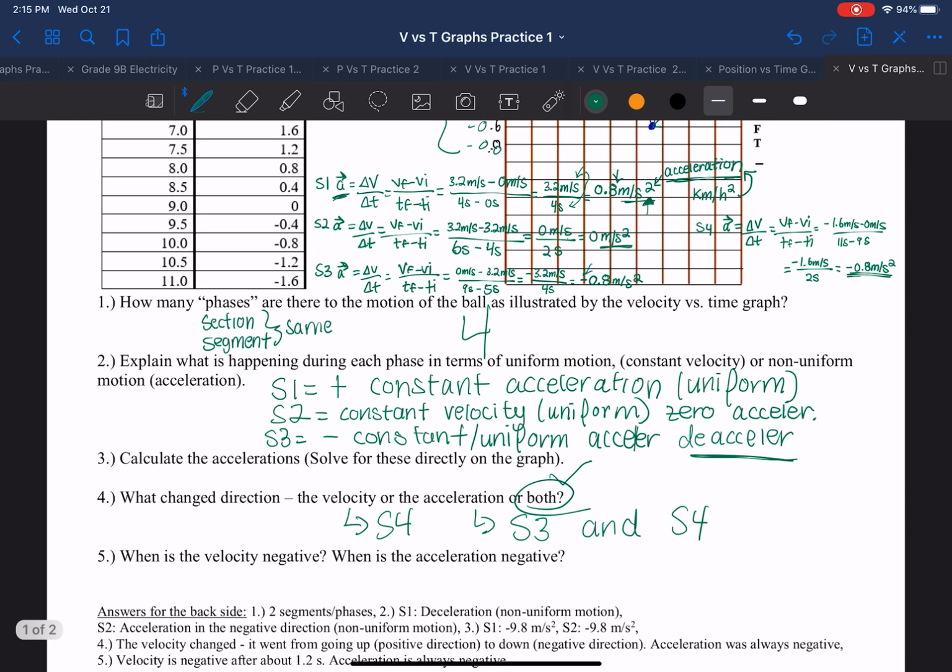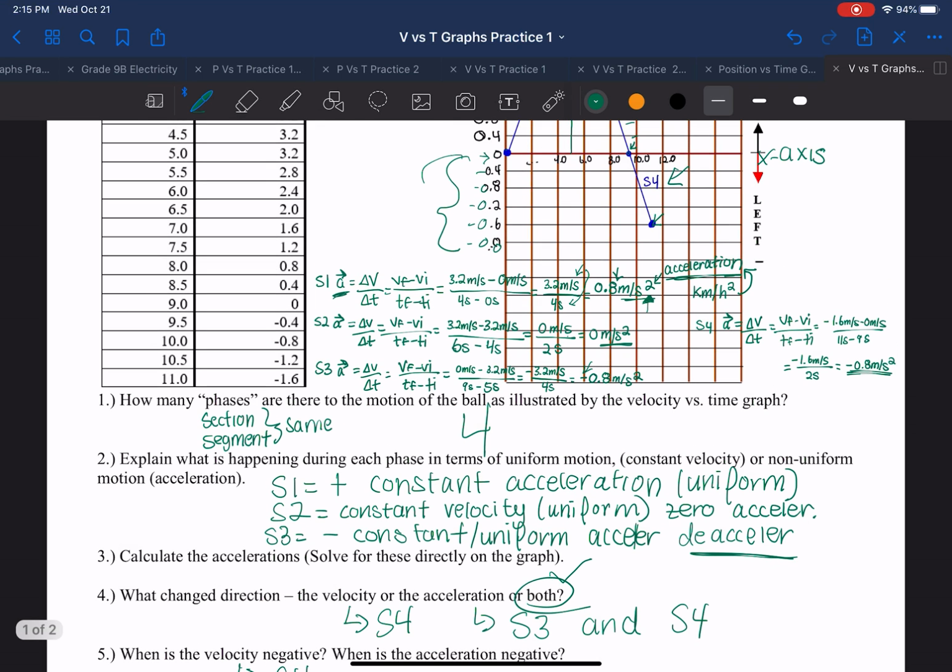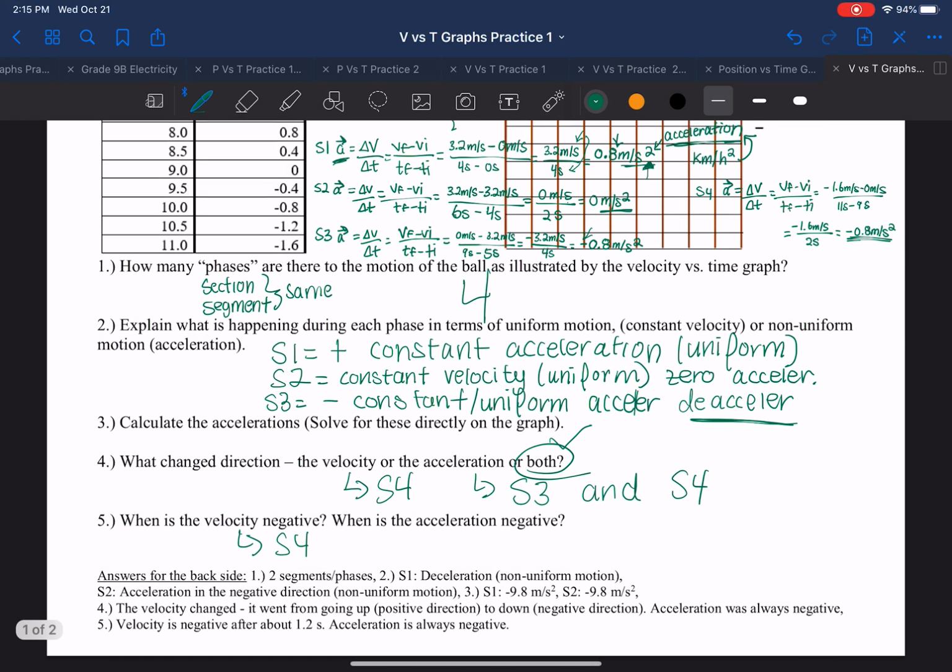When is the velocity negative? Well, this answer and question are the same as question 4. So S4 shows you that you're working with those negative velocity values, okay? And then here, when is the acceleration negative? We talked about it. It's negative at S3 and S4.